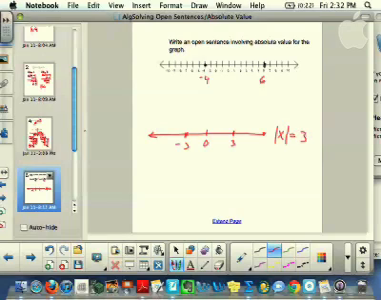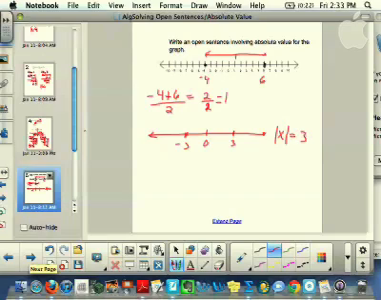So I'm going to find the midpoint of those two numbers. How do I find the midpoint? I add the two numbers up, and I divide it in half. Negative 4 and 6 are 2. 2 divided by 2 is 1. So they are equidistant from the number 1.